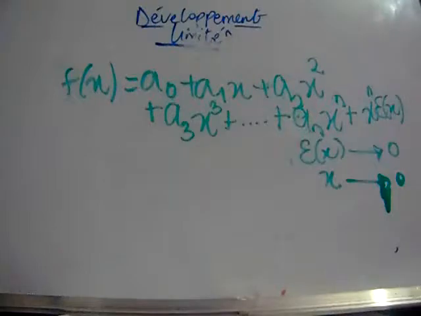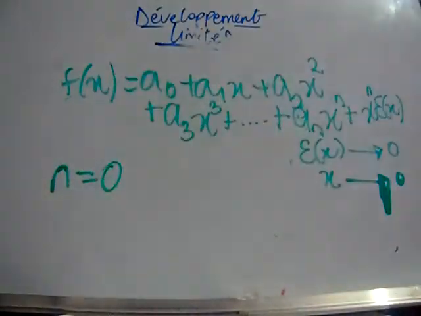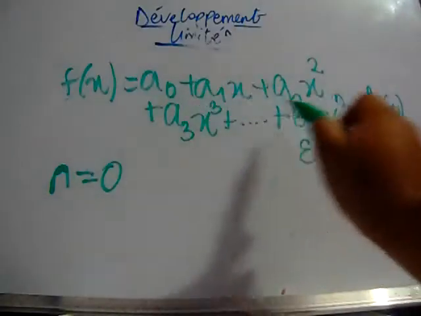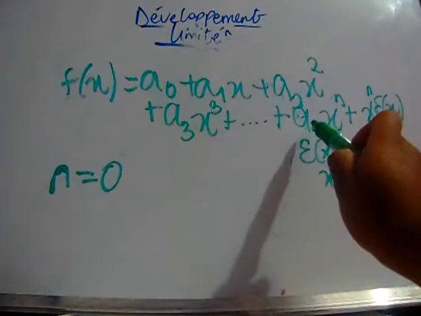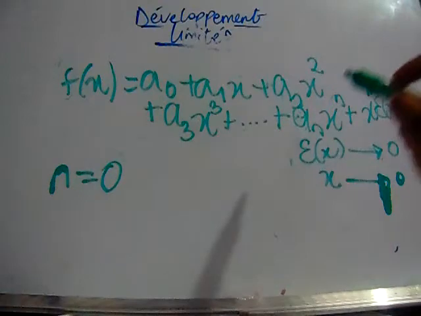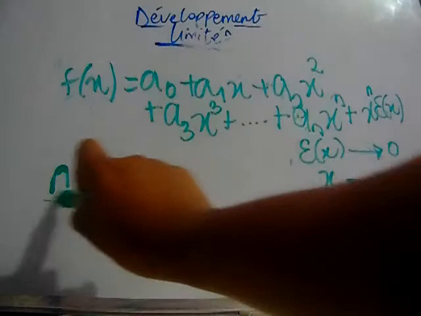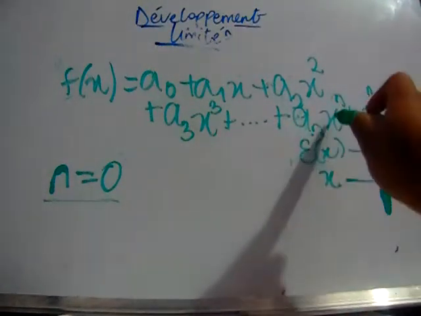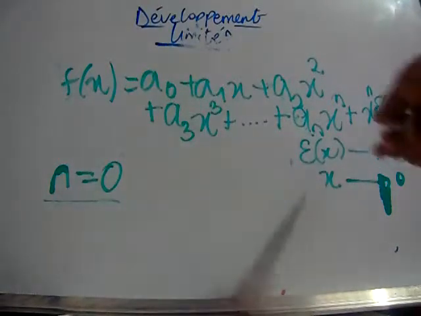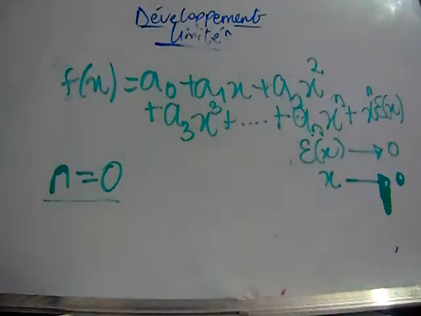Okay, so we're going to start with the order 0. So when n is equal to 0, what happens? Remember, if you look here, you see that the general formula for this function up to the order n is an x raised to the power of n. And so if n is equal to 0, this will be a0 x raised to the power of 0. And we know that anything raised to the power of 0 gives us 1. So 1 times a0 leaves us with just a0.